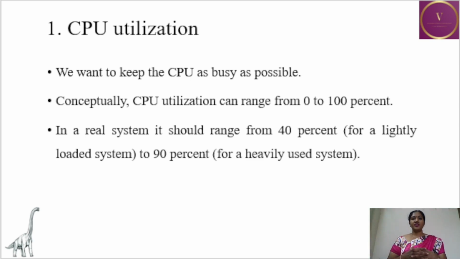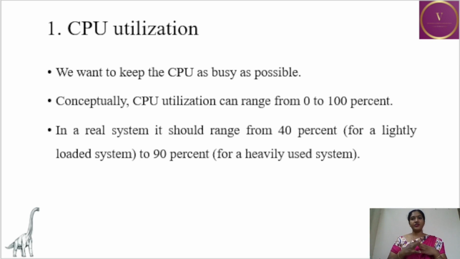In CPU utilization, what they are expecting is they want the CPU to be utilized at the max. So that is what they have given. We want to keep the CPU as busy as possible. Conceptually, CPU utilization can range from 0 to 100%. We want to keep the CPU as busy as possible, which means that some process or the other should be always getting executed from the CPU, and the CPU should be utilized to the maximum. We don't want the CPU to be idle at all. We want the maximum work to be done by the CPU. We don't want the CPU to be idle.